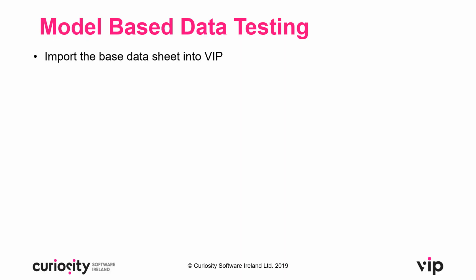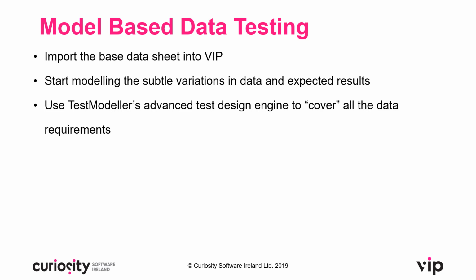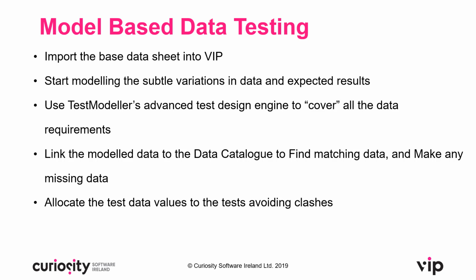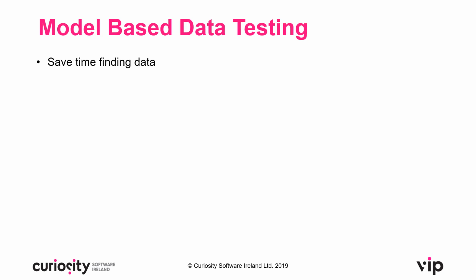So to summarize, you import the base data sheet into VIP Test Modeler. You start modeling the subtle variations in data and expected results. You use Test Modeler's advanced test design engine to cover all the data requirements. You link the model data to the data catalog to find matching data and make any missing data. You allocate the test data values to the tests, avoiding clashes. You define your test data journey, ensuring all dependent data matches with your test.